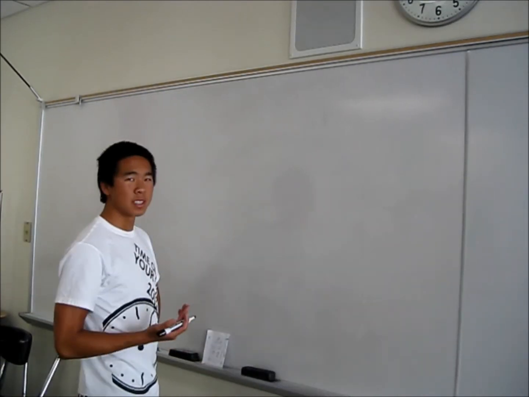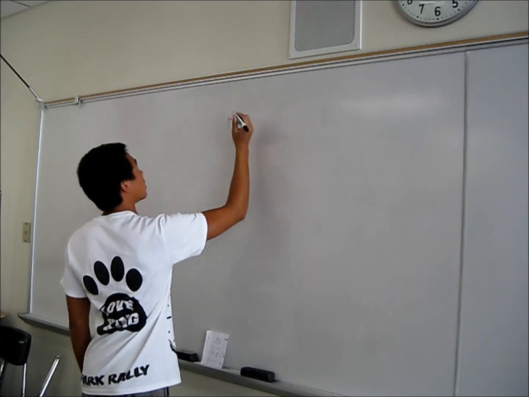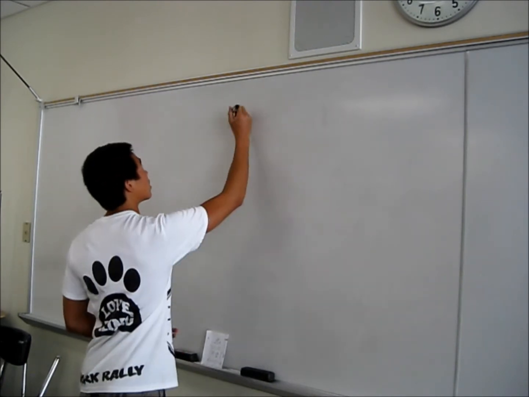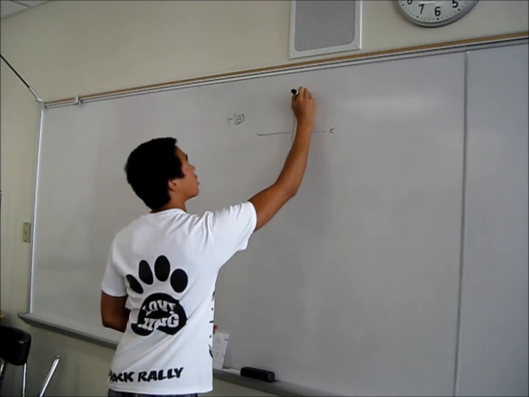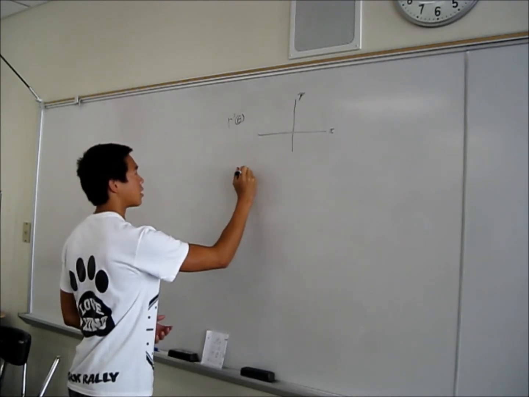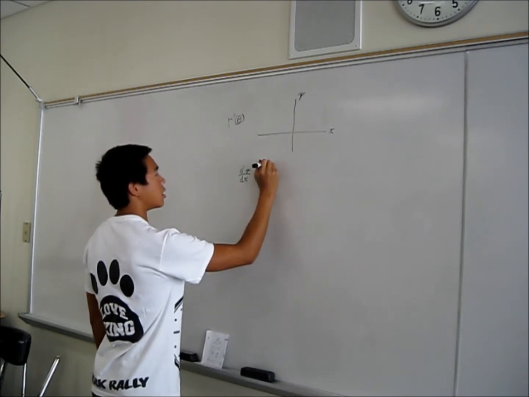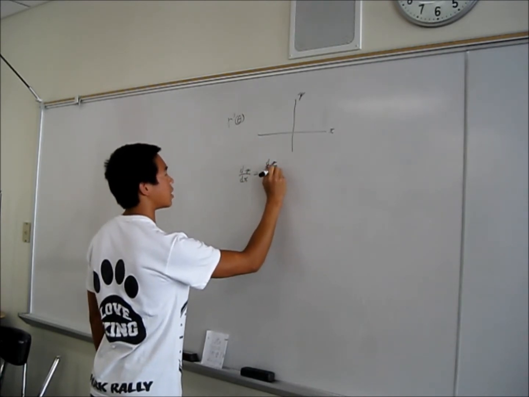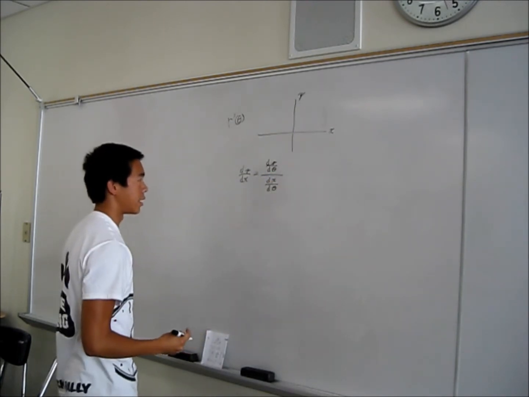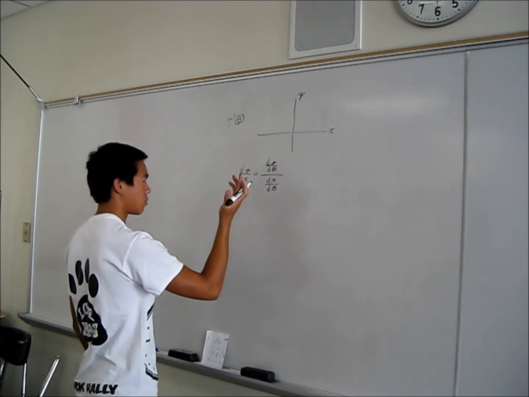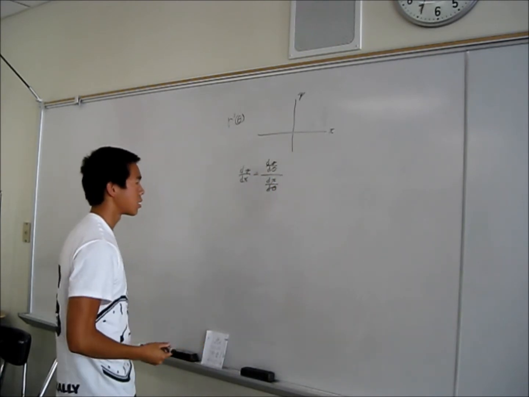Alright, for the derivatives in polars, we could easily take the derivative of r of theta, which is the function for it. But on the graph, we need an x and a y. So to get dy dx, you do the derivative of y in terms of theta over the derivative of x in terms of theta. And the theta part would cancel out, leaving you with dy dx.